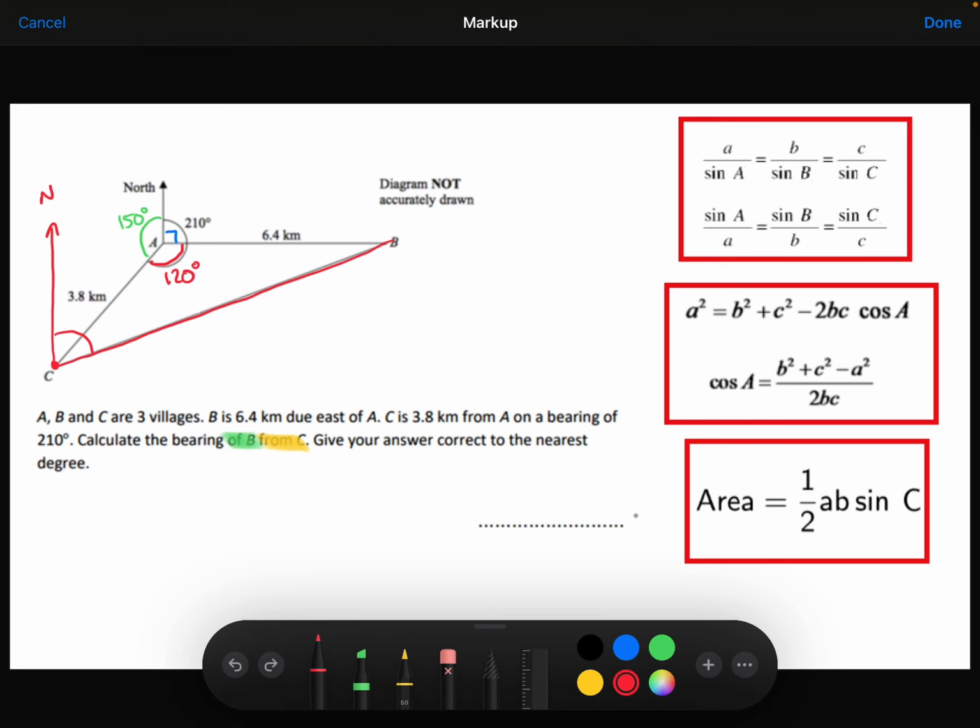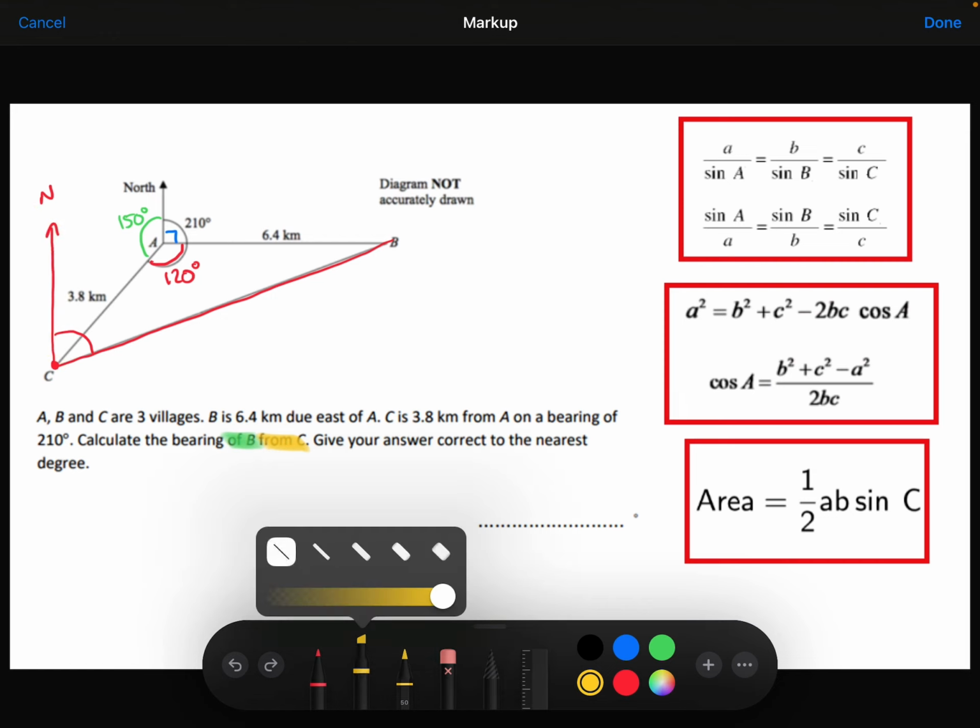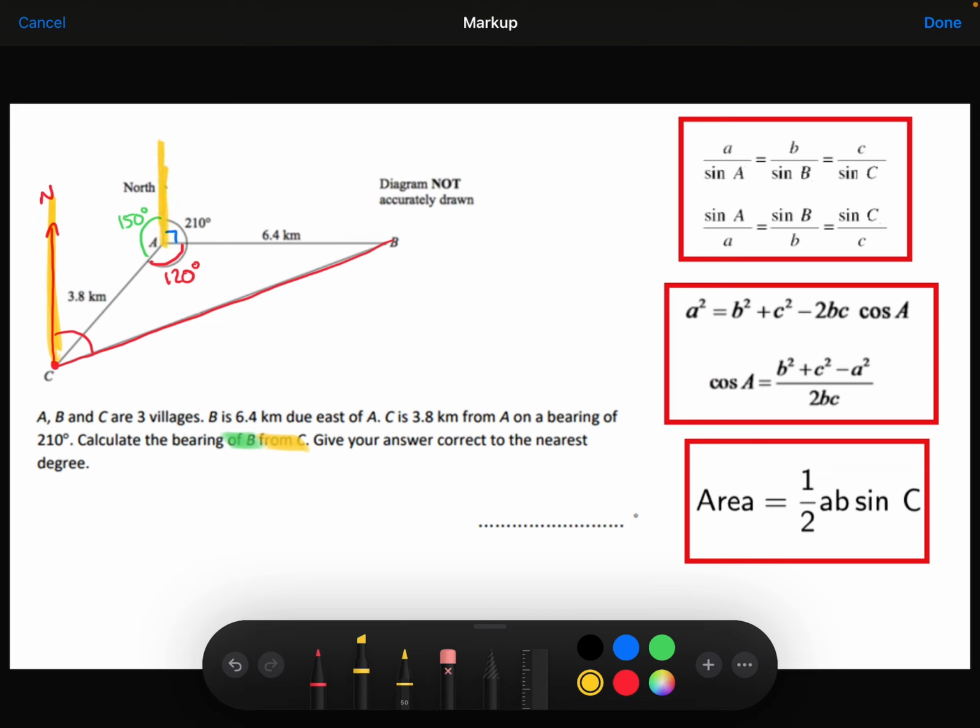Right, how am I going to actually work out this angle then? Well, first thing to point out is that we've got two parallel lines here. The two north lines are both parallel. They both go towards north. So these two lines here are parallel, which means that I can use the fact that I've got co-interior angles here. I know that co-interior angles add up to 180. So if that angle there is 150, this one must be 30.